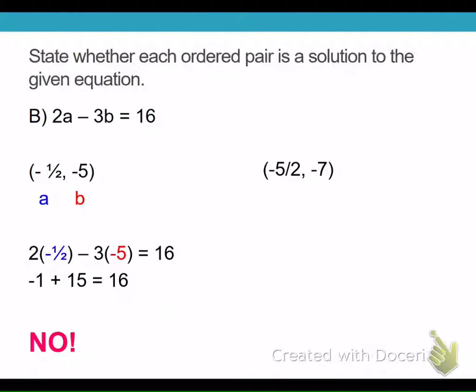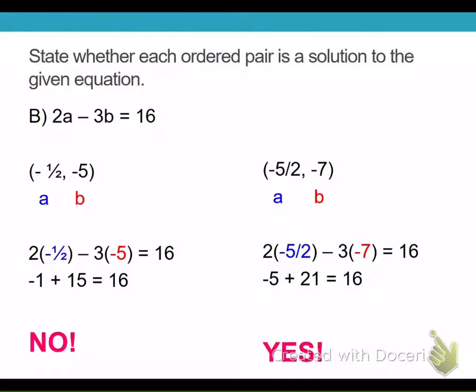Here's another one we can test. Again, still part of example B. So I'm going to plug negative 5/2 in for the A and negative 7 in for the B. So the 2's are going to become 1's, right? So it's like 1 times negative 5, which is negative 5. Minus 3 times negative 7, so plus 21. So negative 5 plus 21 is 16. Is that true? Yes. That is true. So this is a solution.